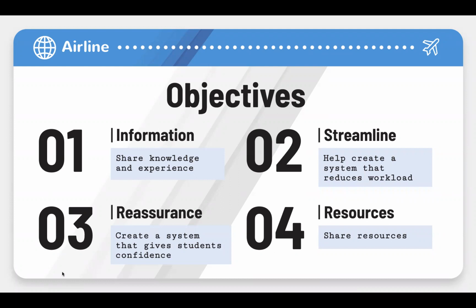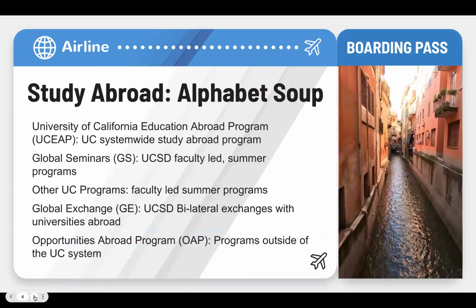We also want to provide reassurance to our students. We want to create a system that gives students confidence that the courses they take while studying abroad will count for major or college requirements back here at UCSD. And then lastly, number 4, we want to share resources with you about study abroad and academic advising. So I'm going to go through the study abroad alphabet soup. My co-presenters are going to be talking about different program types. They're going to be using acronyms, so I want to make sure that we're all on the same page.